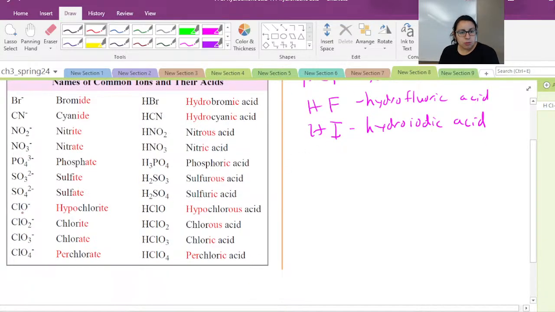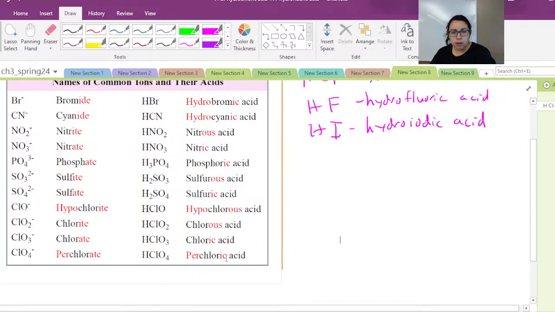And so this again refers to the oxygens. So you have the two normal amounts, we'll say. So you have chlorite, with two oxygens, chlorate. So you have chlorous and chloric acid. And then once you have one more, then it's per. So perchlorate, so perchloric acid.